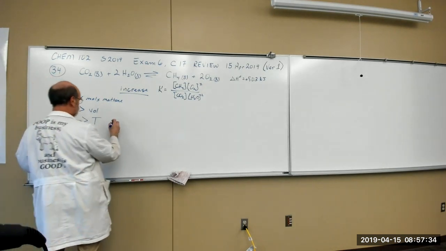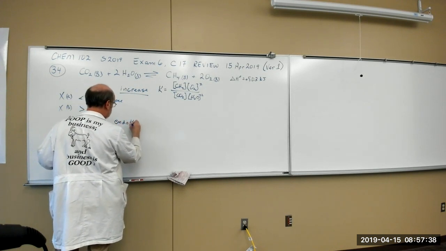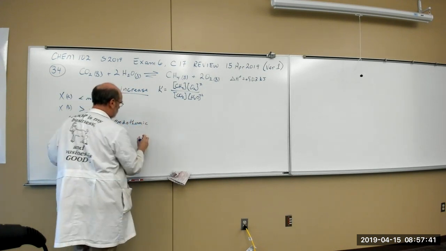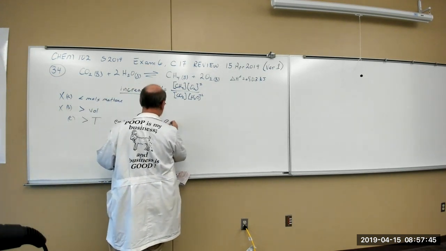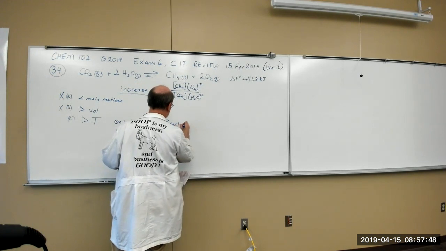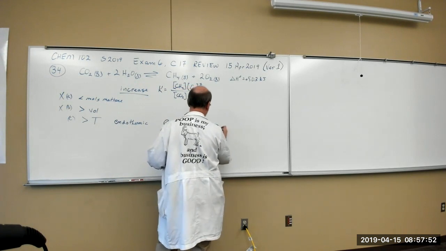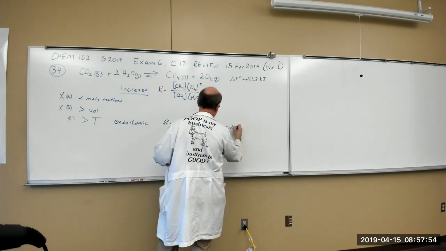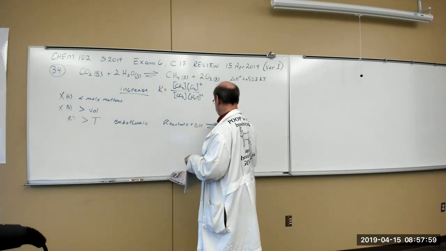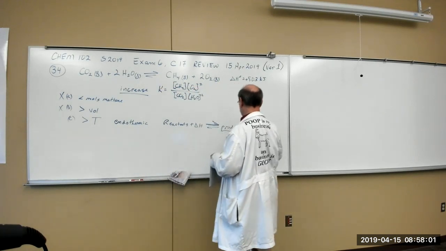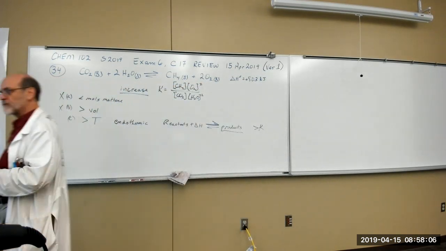So that's one way. It's endothermic, which means reactants plus delta H yields products. So increasing temperature will drive the reaction to the right, which will increase products, which will increase K. That's true.